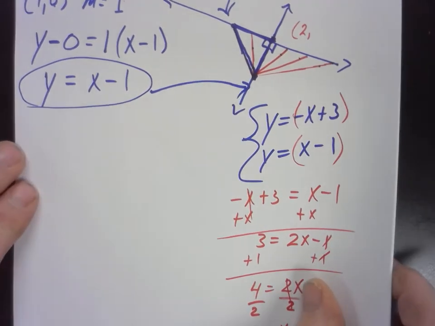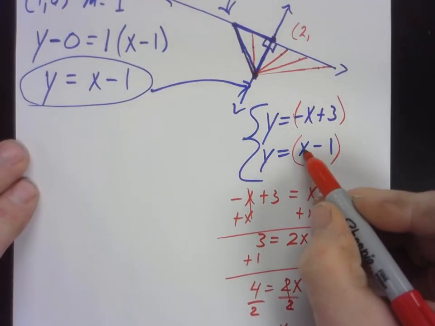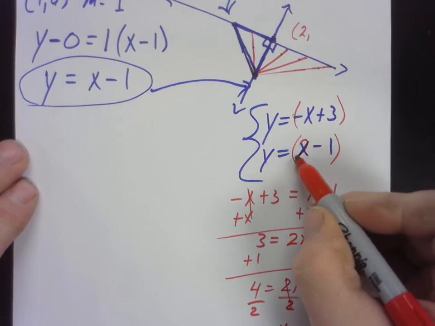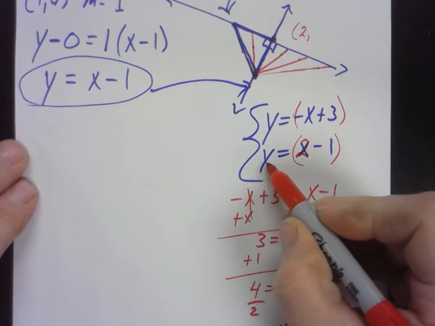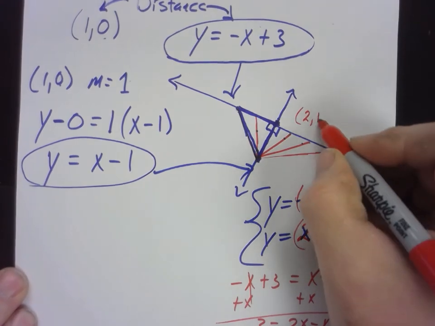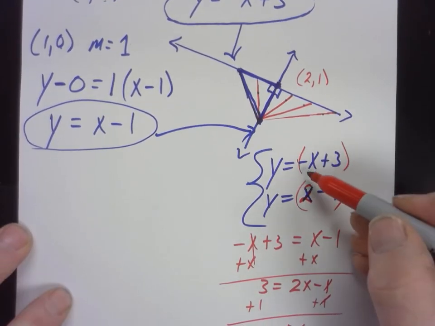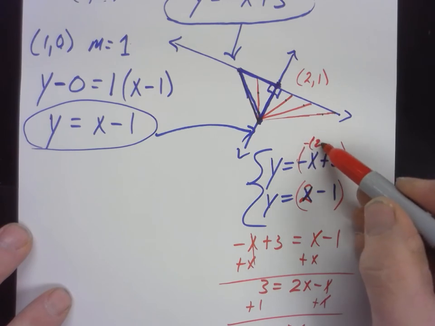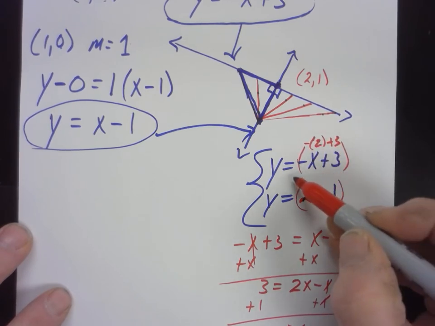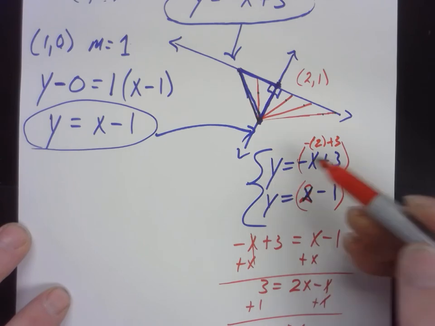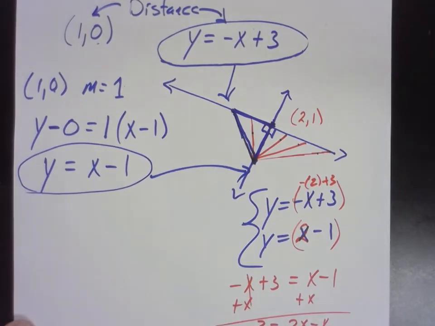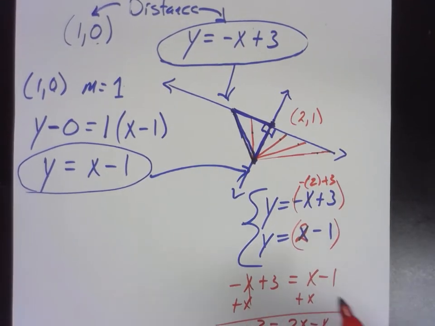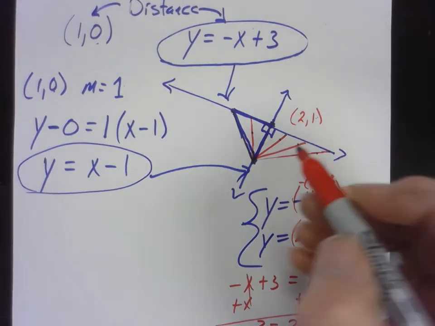What about its y coordinate? If x is a 2, what's y? Yeah, it's a 1. Let's see, does it work here too? If we put a 2 right there for x, is y still equal to 1? Okay, so now we've got this point, and we know this point.